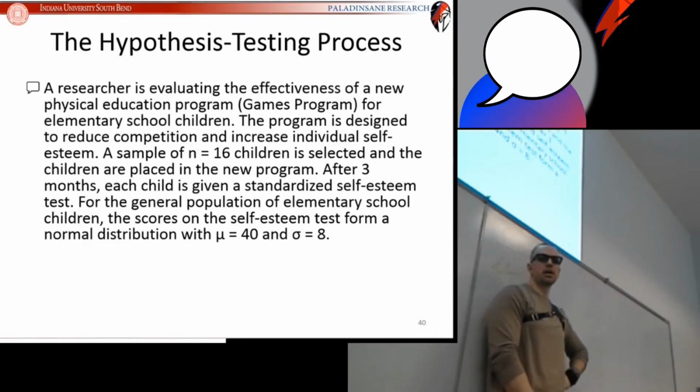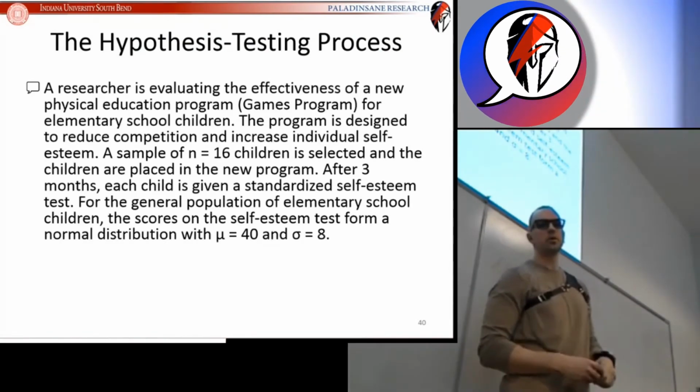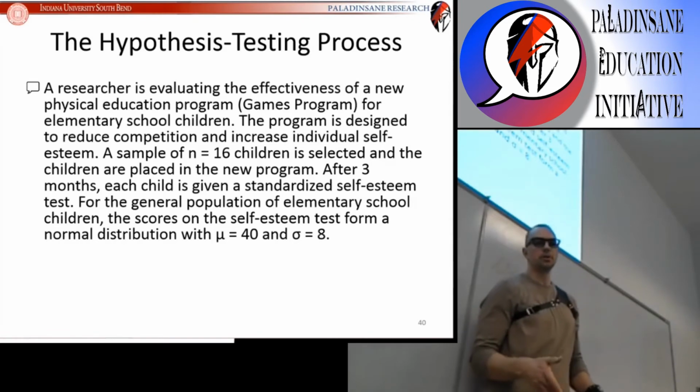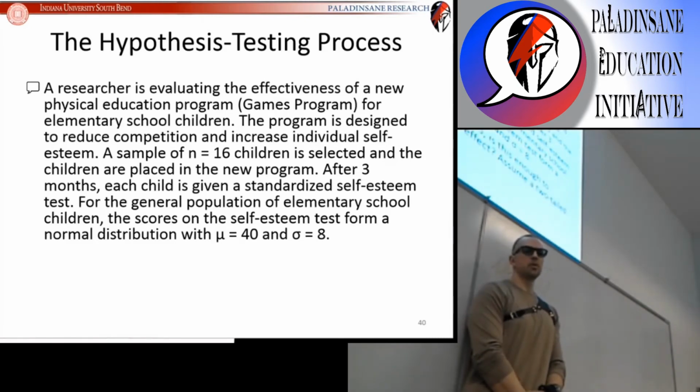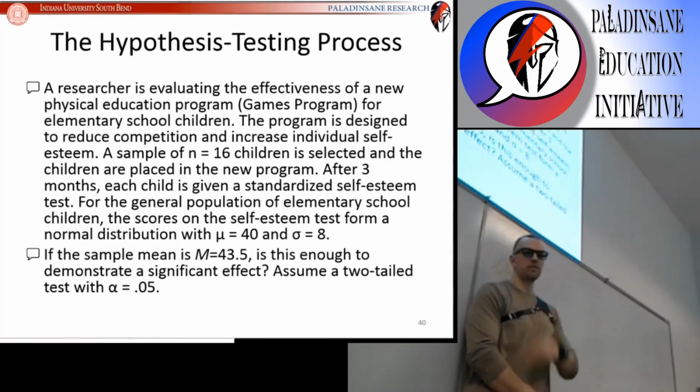So a researcher is evaluating the effectiveness of a new physical education program, games program, for elementary school children. The program is designed to reduce competition and increase individual self-esteem. A sample of 16 children is selected and the children are placed in the new program. After 3 months, each child is given a standardized self-esteem test. For the general population of elementary school children, the scores on the self-esteem test form a normal distribution with a mean of 40 and sigma of 8. So a mean of 40 and a standard deviation of 8. If the sample mean is 43.5, is this enough to demonstrate a significant effect? Assume a two-tailed test with an alpha of 0.05.